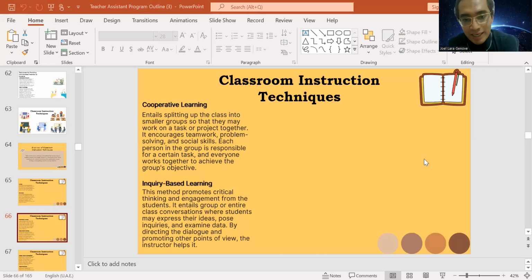And we move on to the next classroom instruction technique, which is inquiry-based learning. This method promotes critical thinking and engagement from the students. It entails group or entire class conversations where students may express their ideas, pose inquiries, and examine data by directing the dialogue and promoting other points of view. The instructor helps it. Inquiry-based learning.